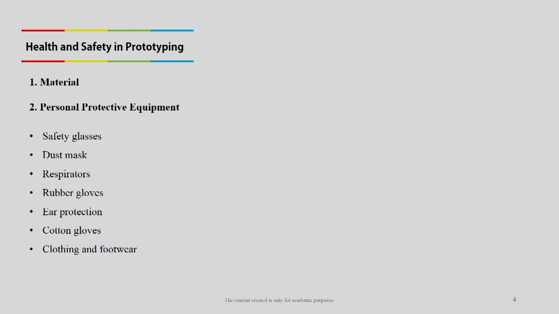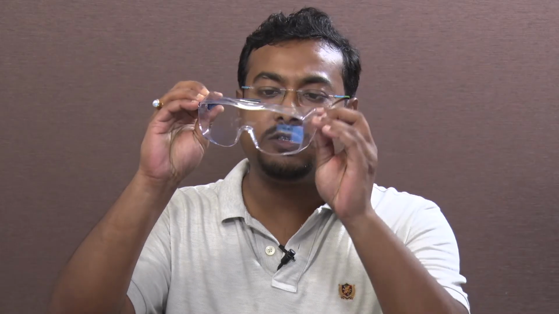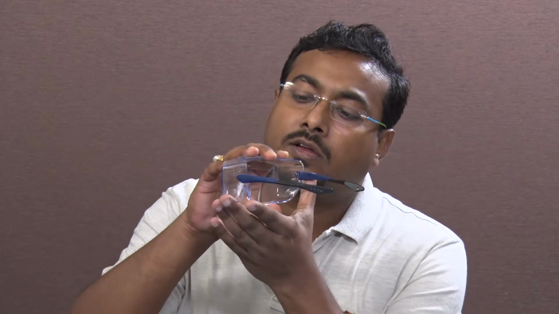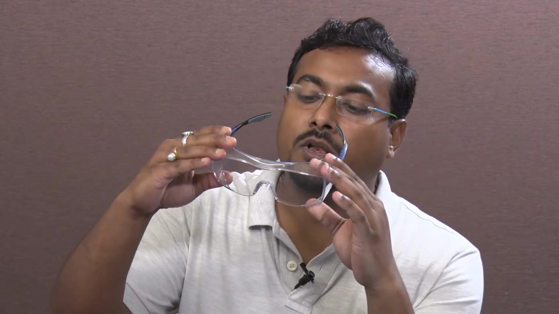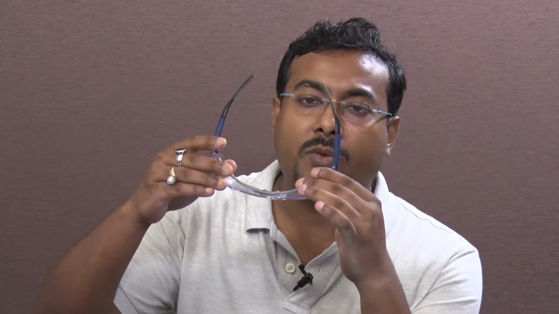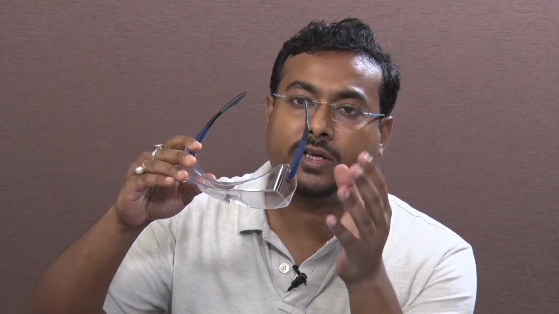Now, let us discuss the personal protective equipments. First thing is safety glasses. These are the safety glasses. When you wear them, there will be some gap. The main objective of safety goggles is to protect from any kind of flying object. It will protect your eyes from any kind of dust particles which are flying on the shop floor.